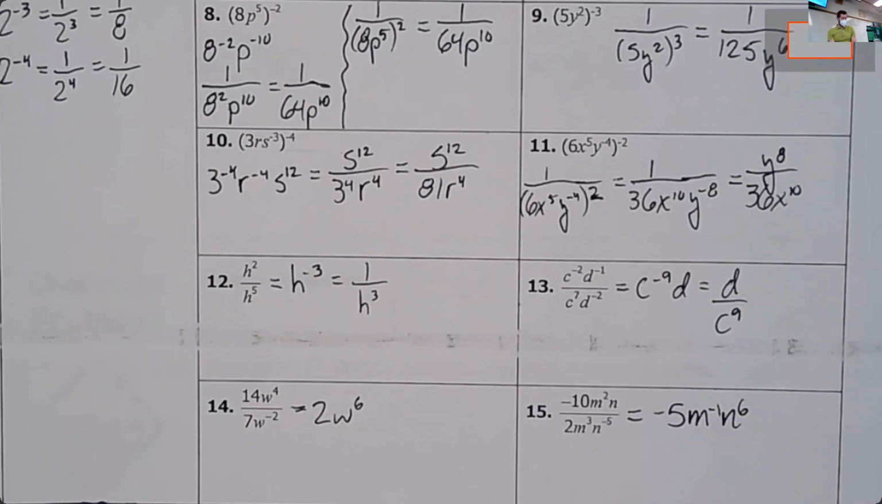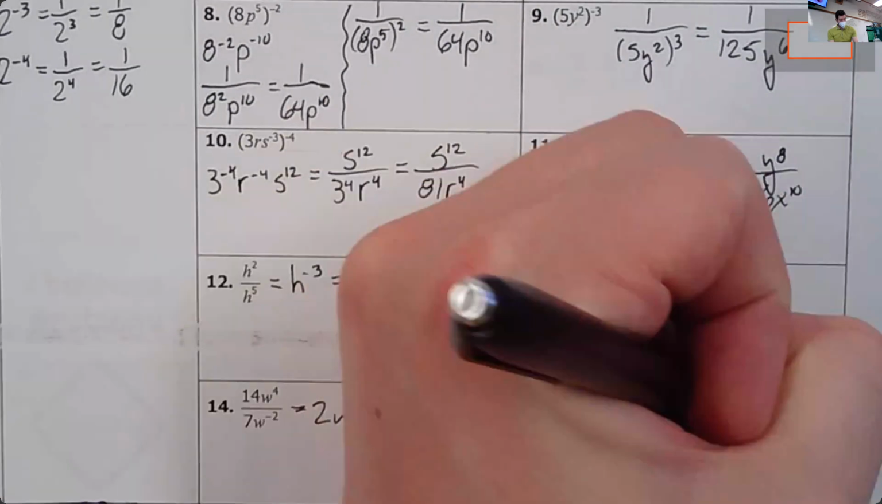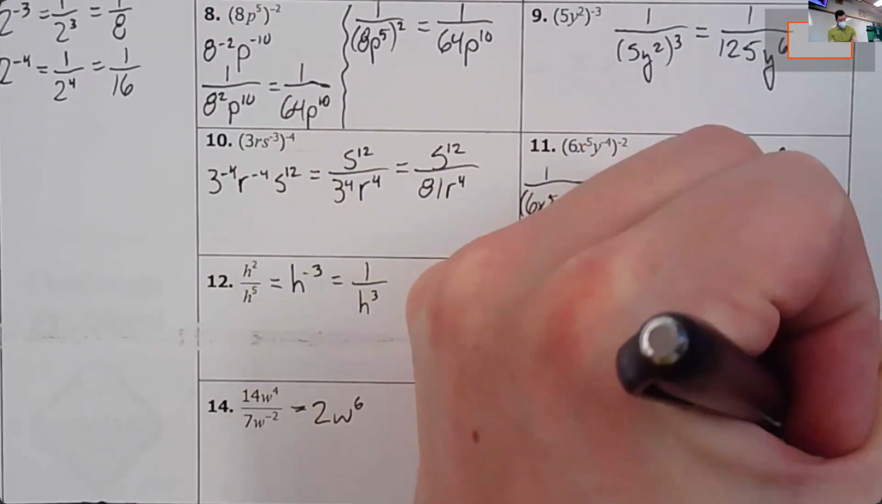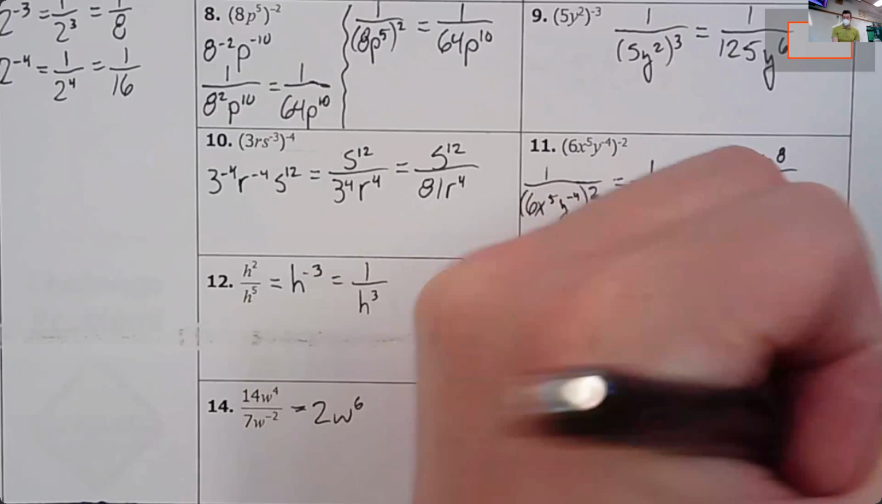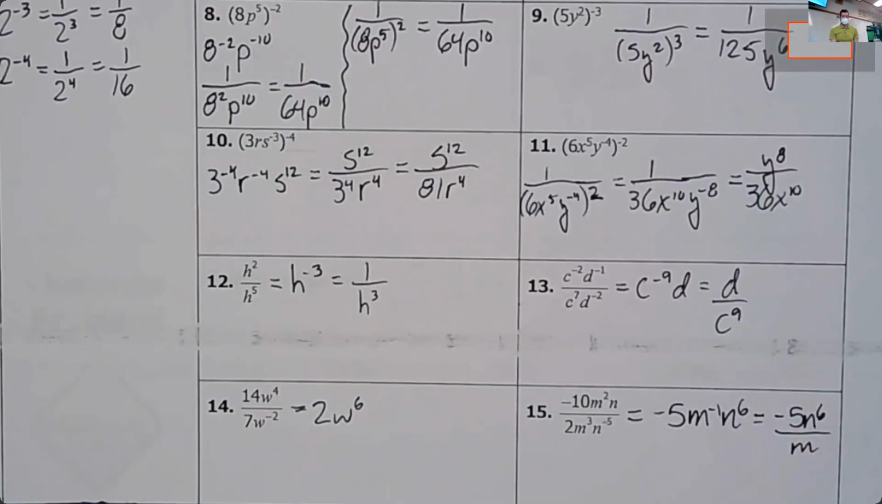So the only thing here that has a negative exponent still is m to the negative 1. So we need to move just the m to the negative 1 to the denominator. So we'll end up with negative 5, n to the 6th power over m, or m to the 1st power on the bottom, however you want to write that. So negative 5, n to the 6th over m for number 15.